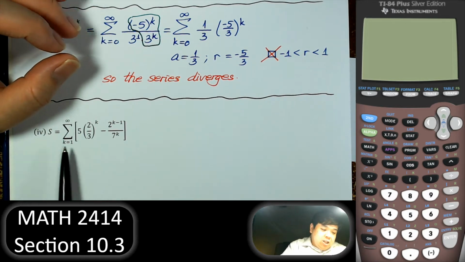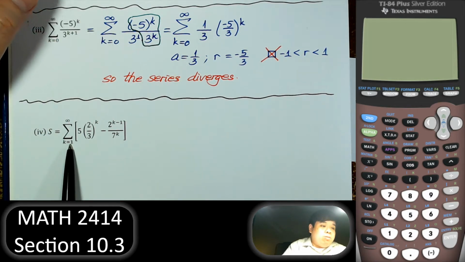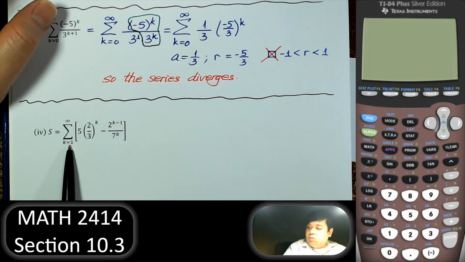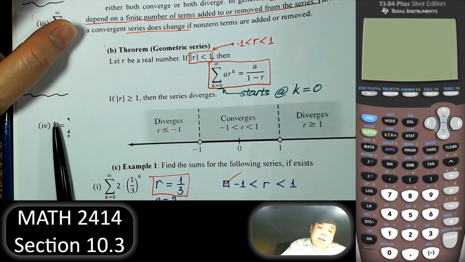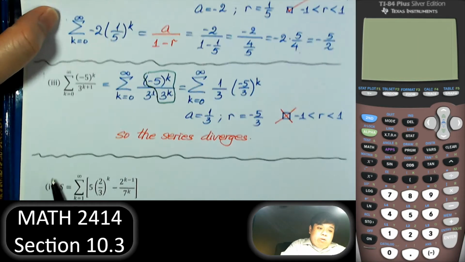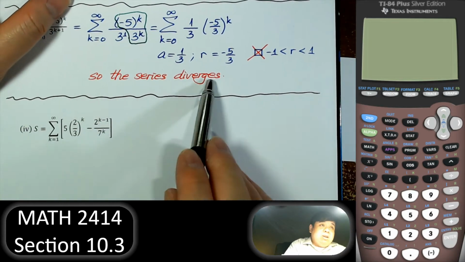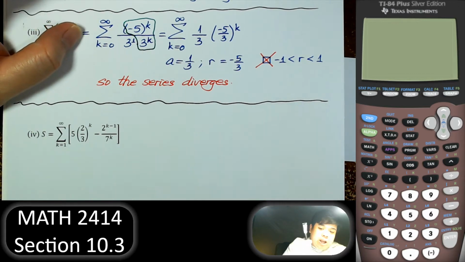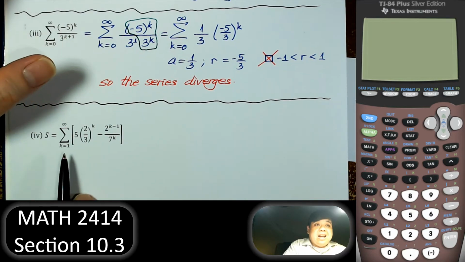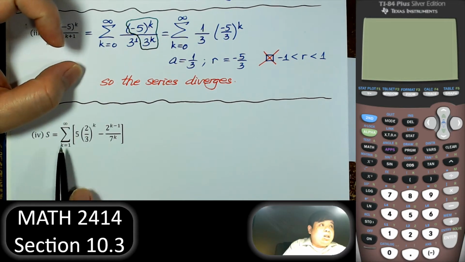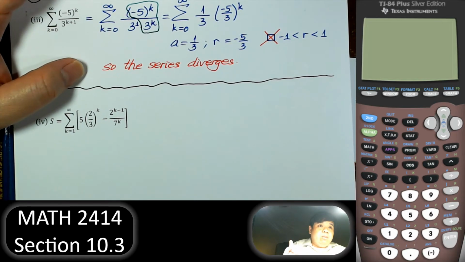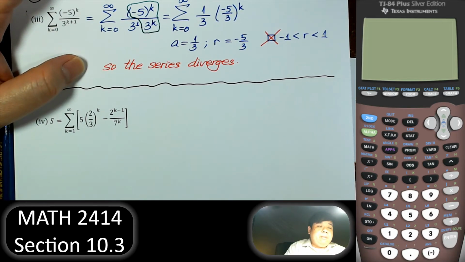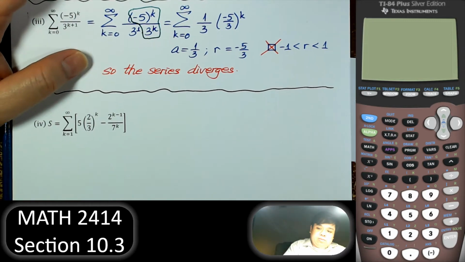Next, this one though, it's not in the right form. The question says find the sum if it exists. So for all of these, if it exists, we find the sum. Of course, if it is divergent, the sum does not exist. Now, in order to use the formula, it at least has to be in the right form, which it is not. So k is not equal to 0. So if we want it to be 0, what do we do?